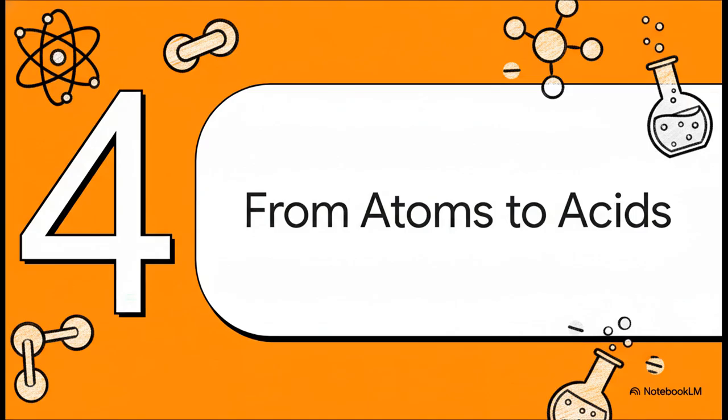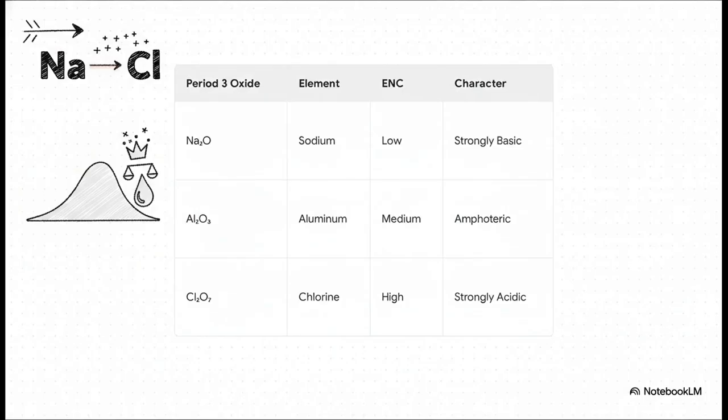Okay, but this isn't just abstract physics stuff. This one single rule explains real-world chemistry, and it brings us right back to our original puzzle, why sodium oxide is basic and chlorine oxide is so acidic. This table just lays it all out perfectly. As we march across period 3 from sodium all the way to chlorine, the ENC keeps going up.